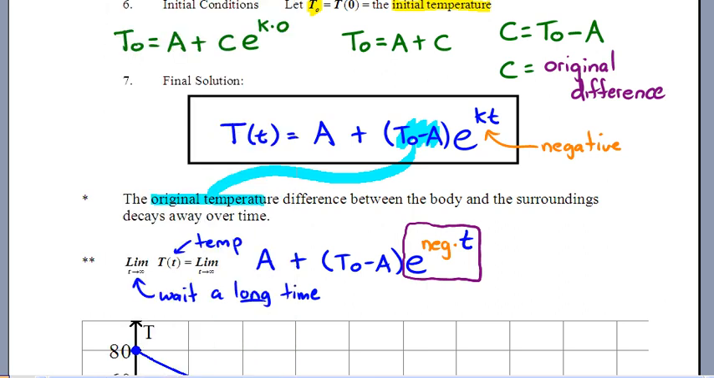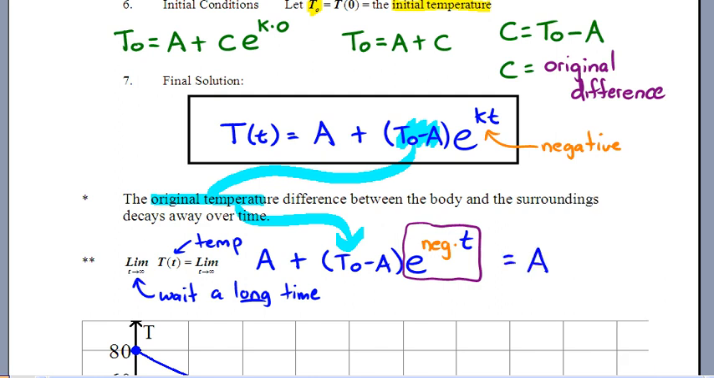So when I go to do this limit, if t is going out to infinity, a negative infinity here, that's an incredibly small number. That will destroy this T0 minus A. So the original difference, the amount that the item is originally up above room temperature by, just goes away. And all you're left with is room temperature, just capital A.